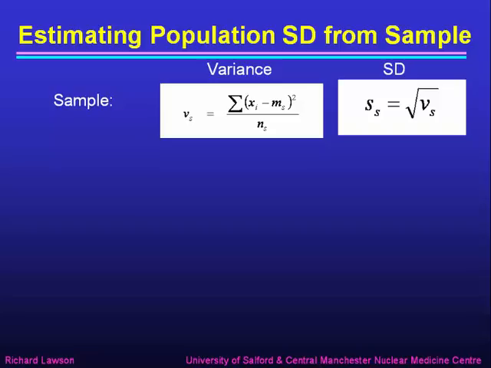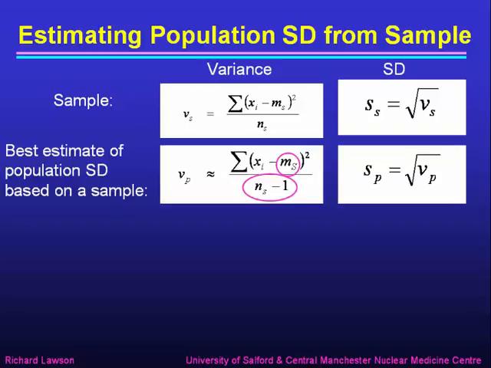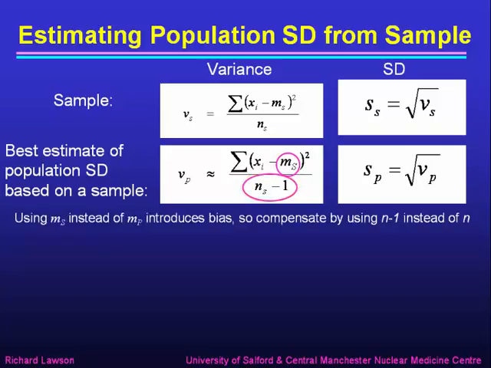Now if all we've got to go on is the sample, the best way we can calculate the population standard deviation is to use MS instead of MP. The proper formula for the population variance would have MP here, but we don't know that. We have to substitute MS. And it turns out that a way of allowing for that is to substitute NS with NS minus 1 in the denominator of this equation.